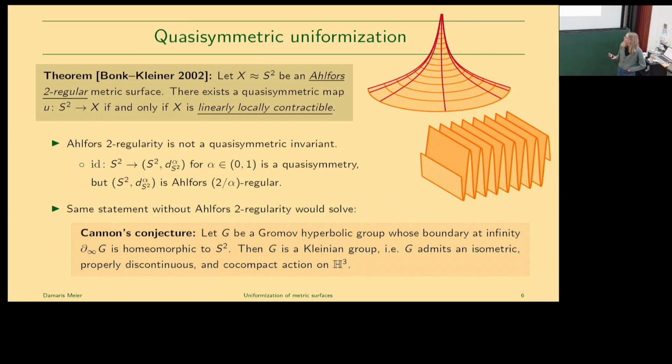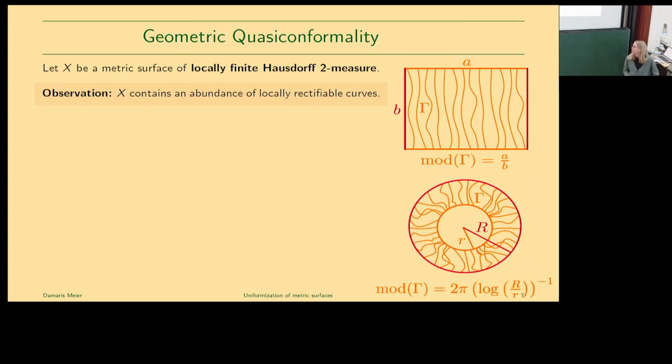Now, what we do is, instead of assuming Ahlfors 2-regularity, we now turn to the case of just having locally finite Hausdorff 2-measure. One observation that we can make is that in such a setting, by applying a co-area inequality, we can show that our space actually has a lot of rectifiable curves. What we want to do now is to find out more about the geometry of the space by measuring curve families in some sense.